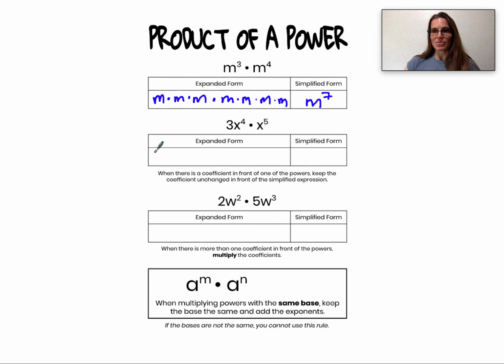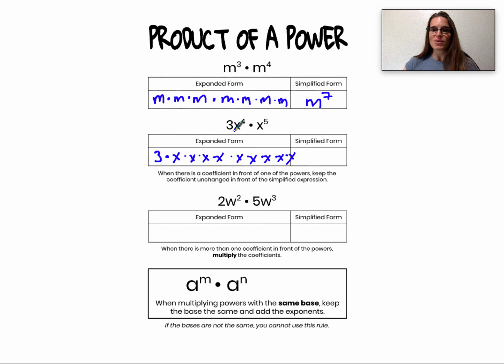Let's look at another example. Expanding 3x to the 4th times x to the 5th. This is an example with a coefficient of 3. What's important to realize here is when we have a coefficient in front of a power, there's only one 3 in our product. So 3 times x to the 4th times x to the 5th. So 3 times x times x times x times x, times x times x times x times x times x.